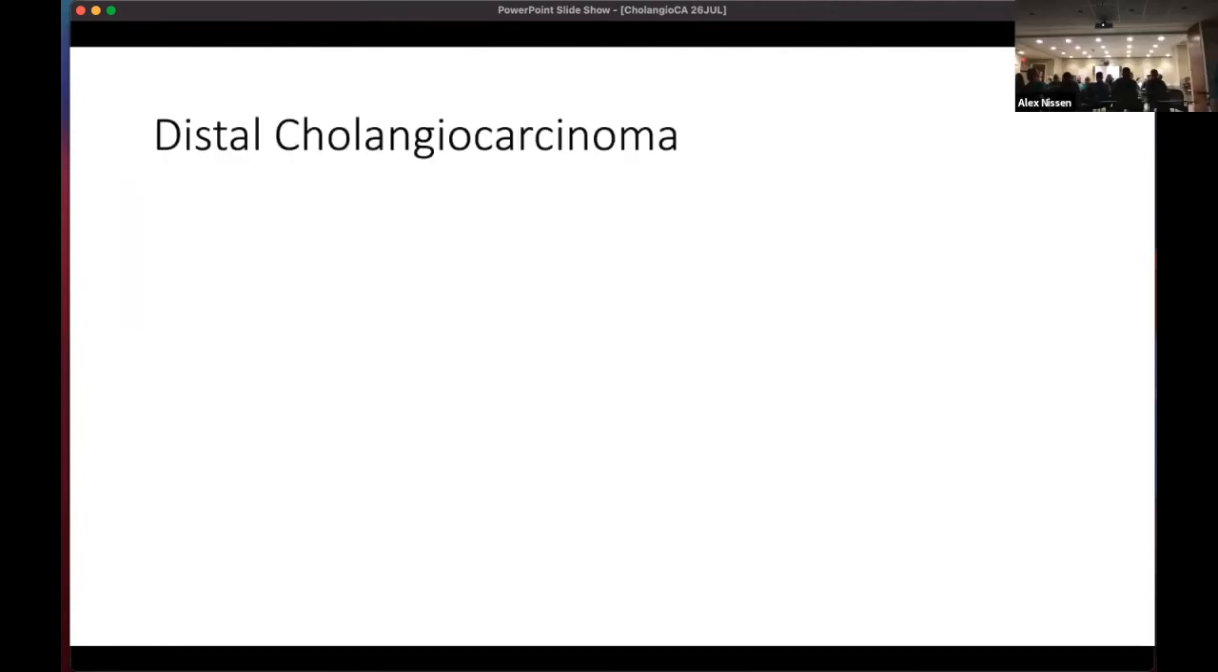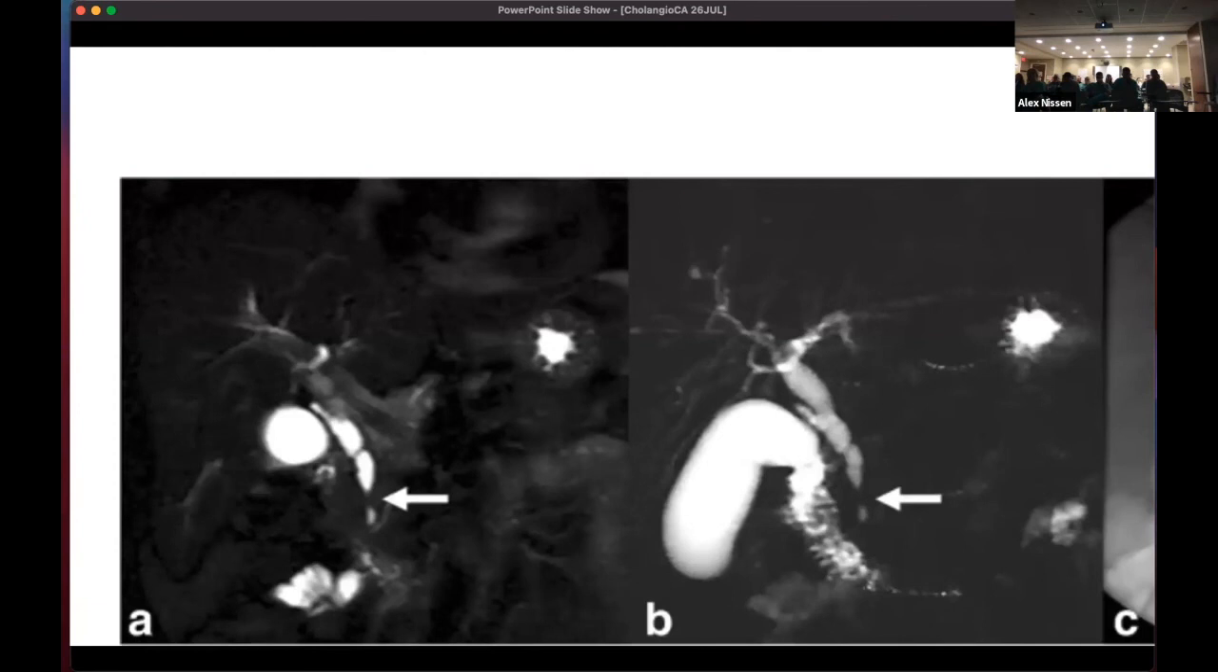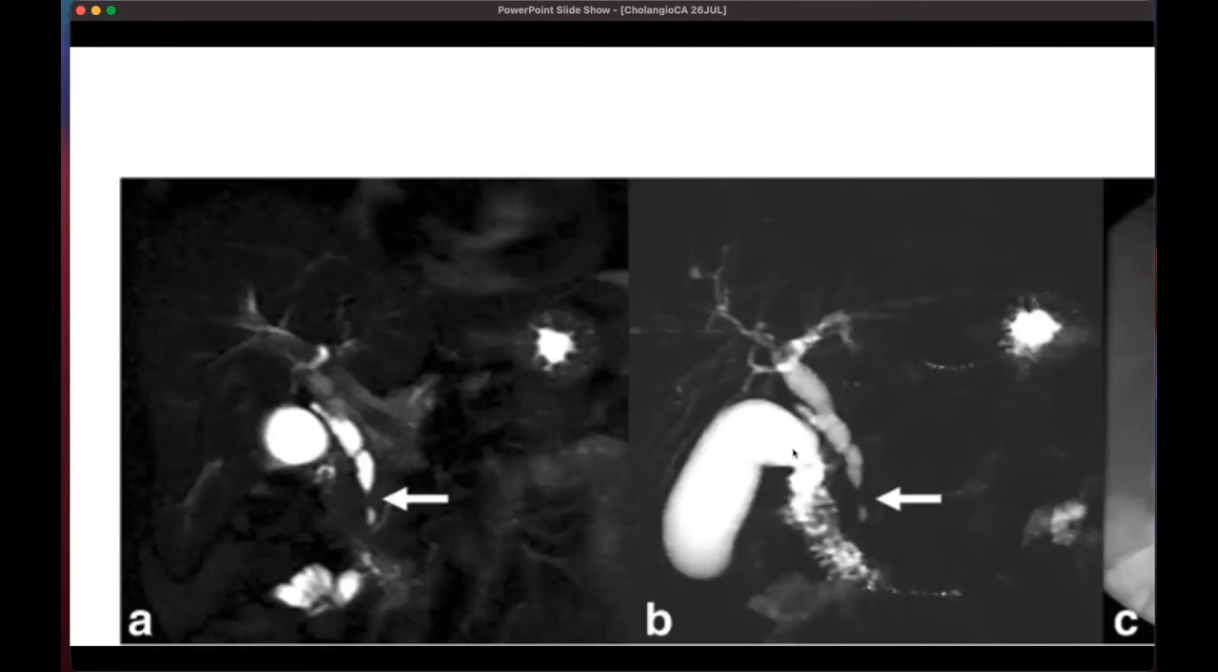Okay. I don't know why I showed this. The gallbladder dilation thing, or something? Oh yeah, probably. So this is not a hilar cholangio because the gallbladder is dilated. So this has got to be a mid duct cancer.